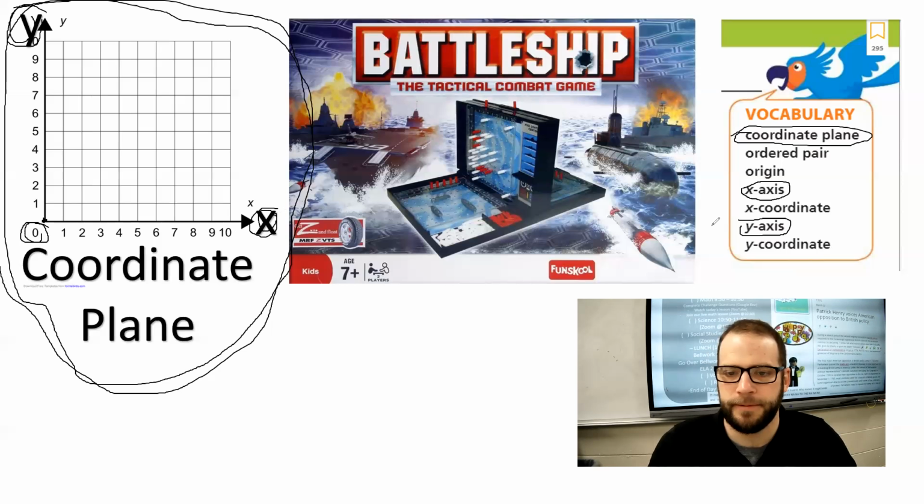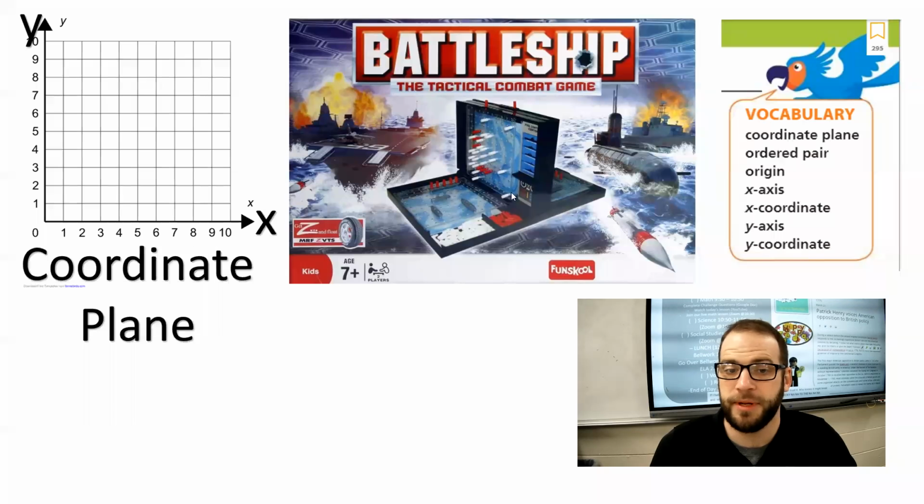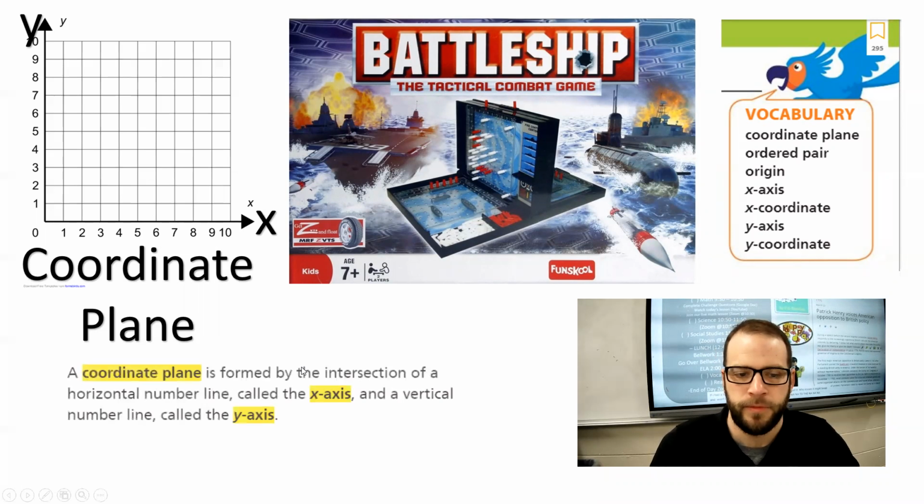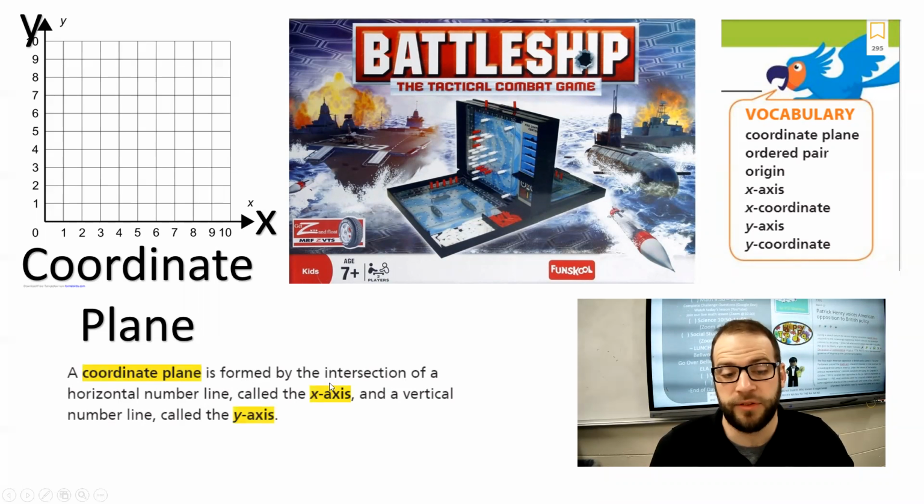Let's look at Battleship. The reason I put Battleship here is because it is an awesome example of something so similar to the coordinate plane. A coordinate plane is formed by the intersection of a horizontal number line called the x-axis and a vertical number line called the y-axis.